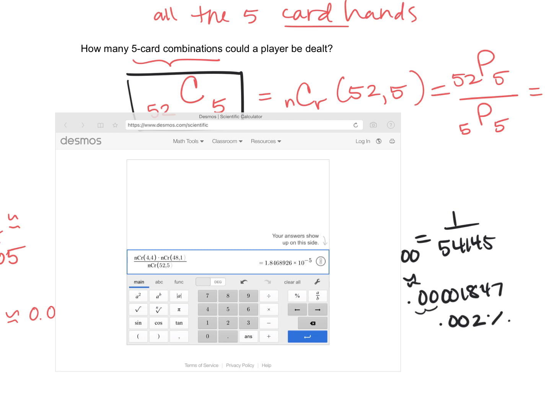52,5. And so it gave me this thing, which is in scientific notation. So that -5 really means to divide by 10 5 times, which moves our decimal point over 5 times. And so that's where my decimal came from. It put 4 zeros in the front of the number 1847. And then you can see that I just changed it to a percent by moving it back 2 spaces.